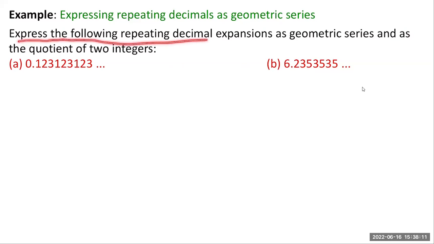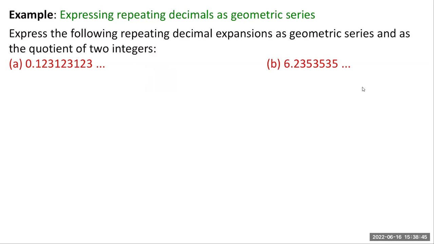Express the following repeating decimal expansions as geometric series and as the quotient of two integers. Okay, first somehow you need to associate the geometric series for this repeating decimal, and then finally you need to write this repeating decimal as a fraction. Okay, fraction means you need to write that as a number of this form P over Q, where P and Q are some integers. Okay, all right, let's work on this.